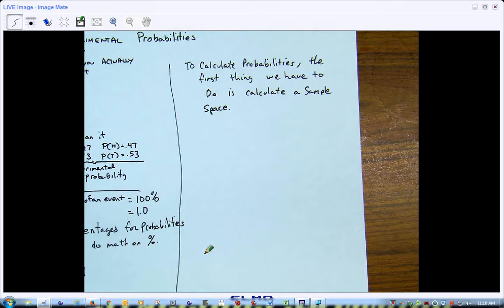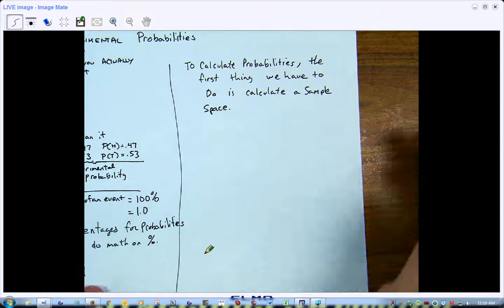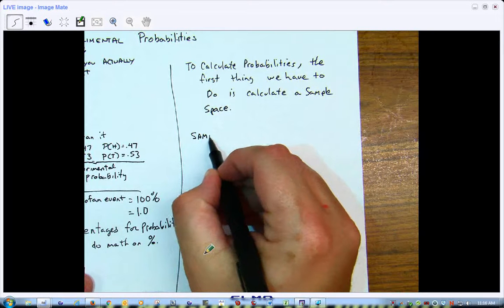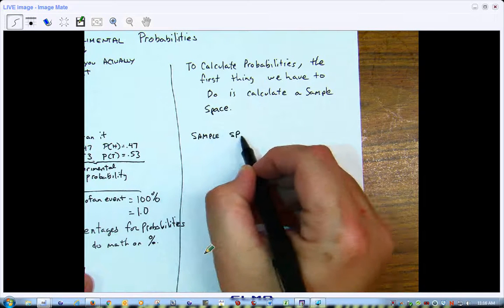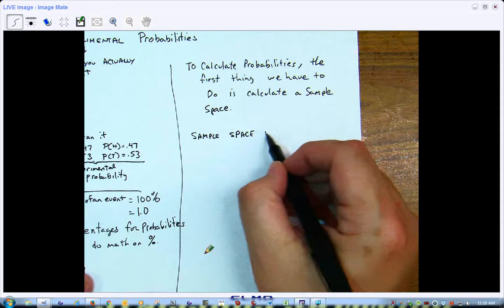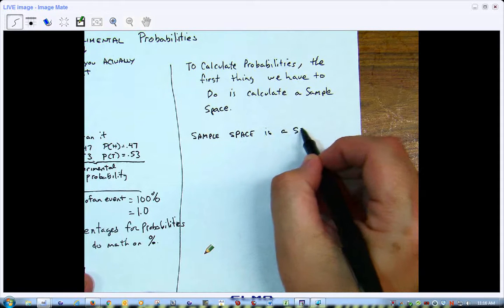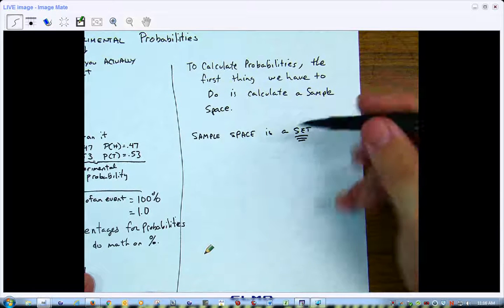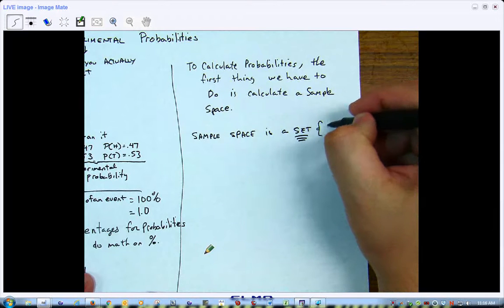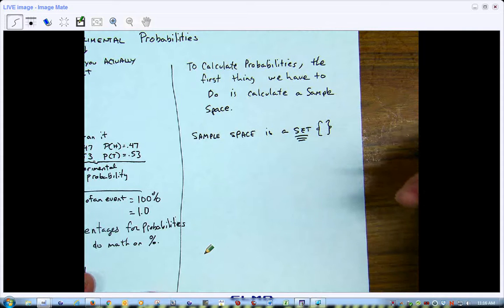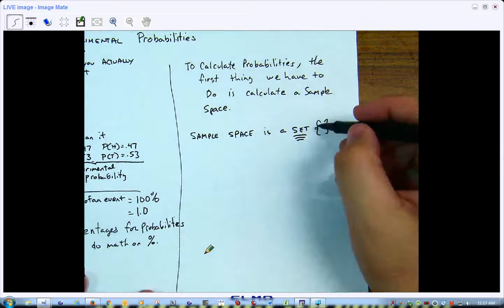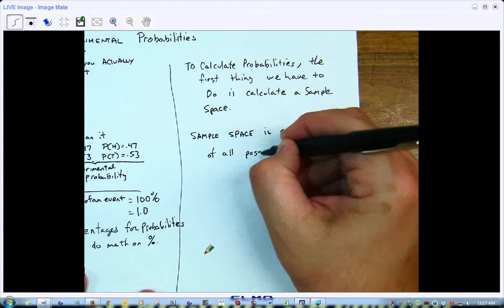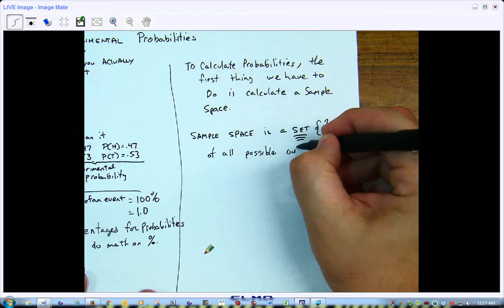Alright, so the first thing in order to calculate a probability is to calculate a sample space. Now, a sample space is a set. So if we were going to use any type of notation, we'd use the braces. Or I used to call them fancy brackets, but the braces. It's a set of all possible outcomes.